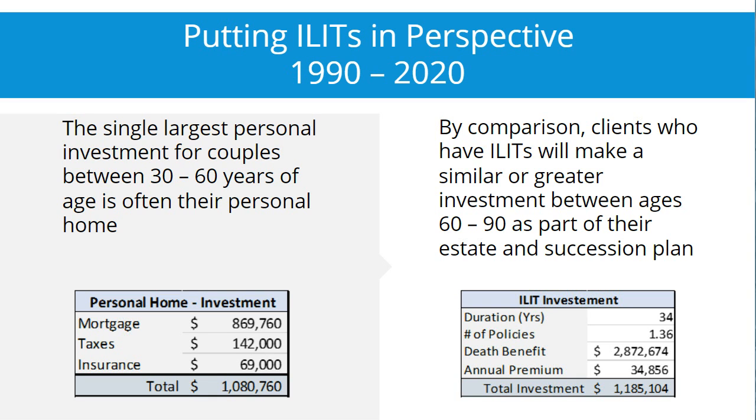By contrast, clients who have an irrevocable life insurance trust will make similar or greater investments between ages 60 and 90 as part of their estate and succession plan. According to ITM 21st Services data collected over 18 years on 50,000 trust-owned policies, the average ILIT will surpass the typical home as the single largest investment for many clients.